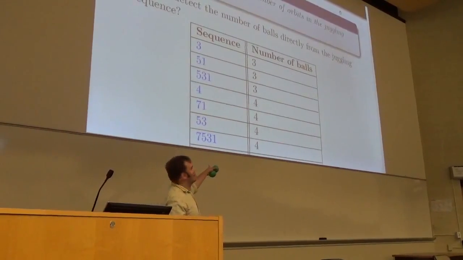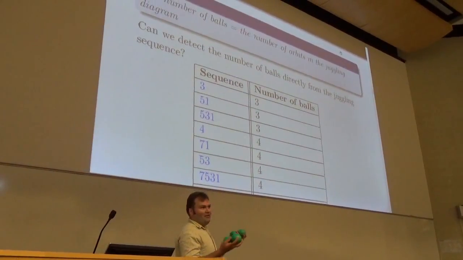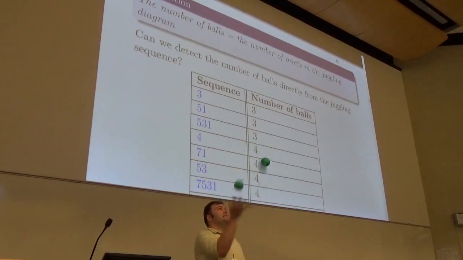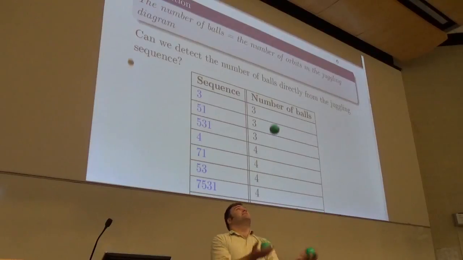Okay, and then 7-5-3-1 is a lot like that 5-3-1, but now you have a 4th one. So these lights are kind of interesting. Okay, so 7-5-3-1, 7-5-3-1, 7-5-3-1.